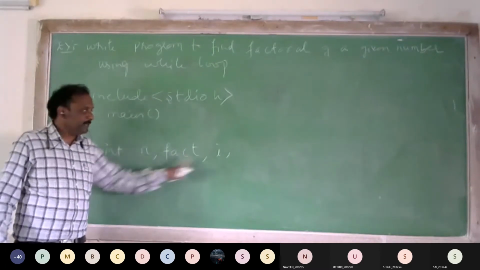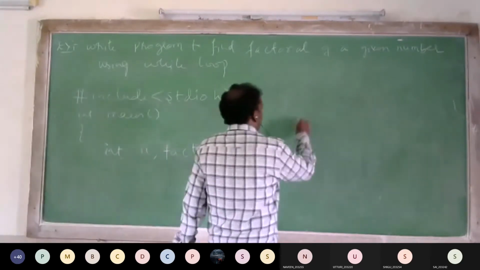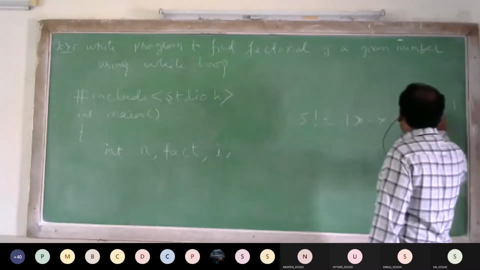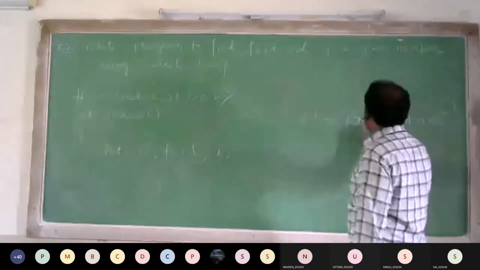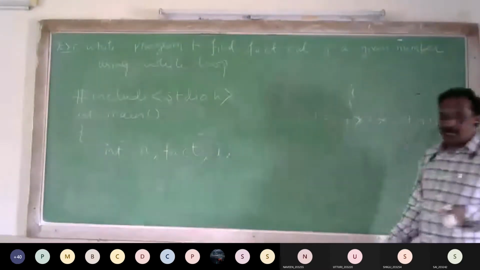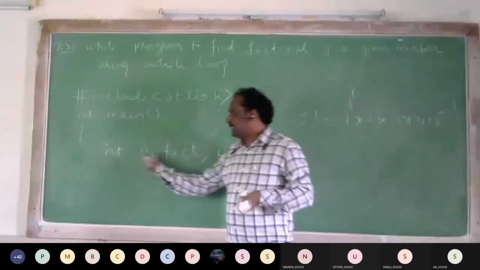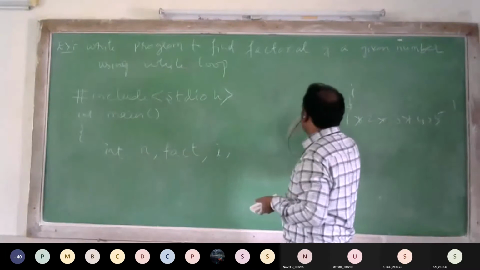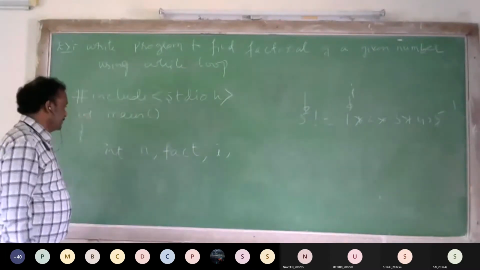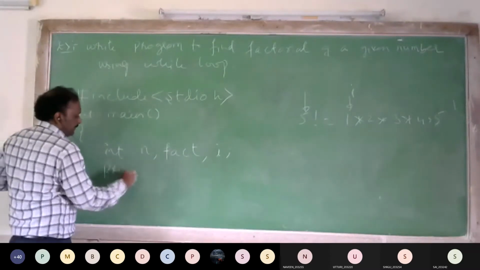Cleared up to here? Why do we need this variable? 5 factorial is nothing but 1 into 2 into 3 into 4 into 5. So to get these numbers 1, 2, 3, 4, 5, I will use this variable i. The result I want to store in fact. Which number do we need to find the factorial of? 5 factorial, or 6 factorial, or 8 factorial. Now we need to read the value.